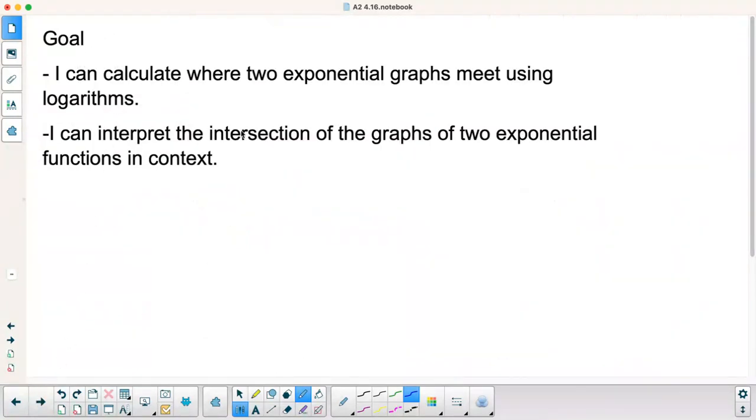All right, so our goal today. I can calculate where two exponential graphs meet using logarithms. I can interpret the intersection of the graphs of two exponential functions in context.